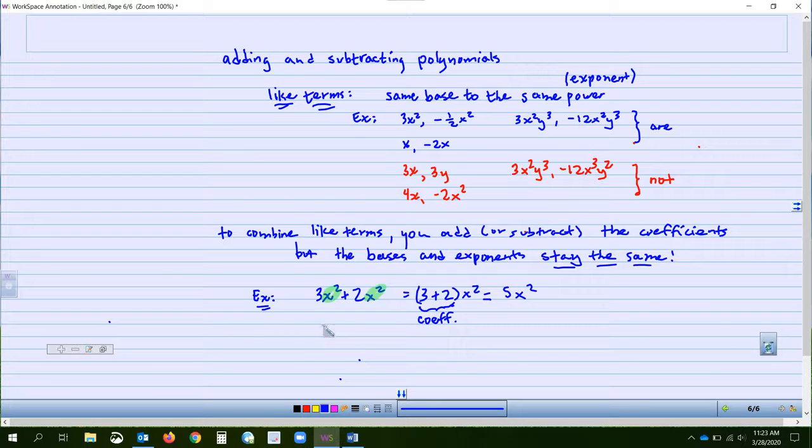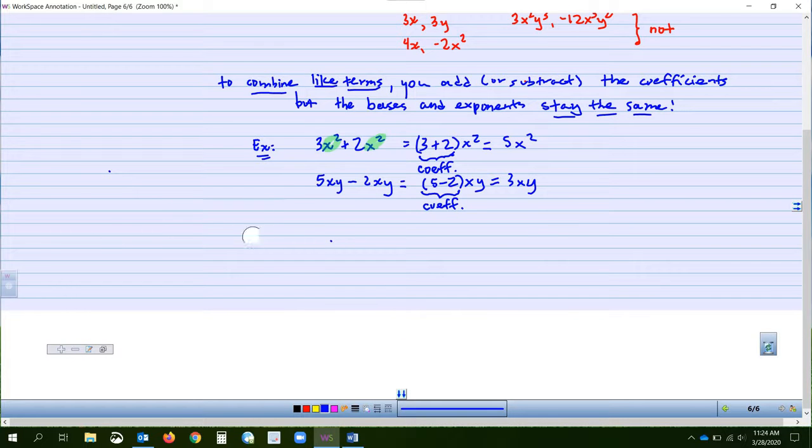Or it might be subtraction, 5xy minus 2xy. Well, that's going to be 5 minus 2 xy, or 3xy. Again, we subtract the coefficients. Okay, so the process of adding and subtracting polynomials is the same as the process of combining like terms, because that's what we're doing. All right. Okay, so let's go ahead and take a look.